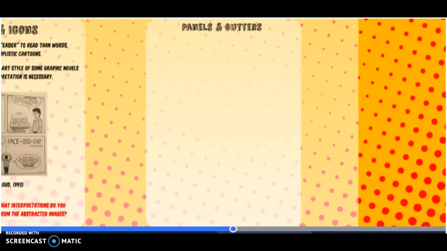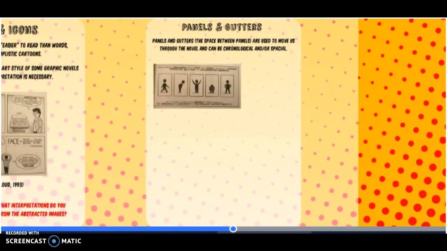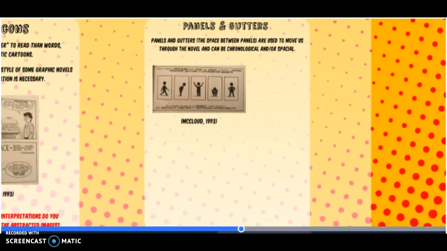Next, panels and gutters. So panels are kind of the bounded images, and gutters are the space in between the panels. And they're used to move us through the graphic novel, often in chronological order, but it could also be spatial or lots of other things. So how do these work, and how do we interpret meaning from them?